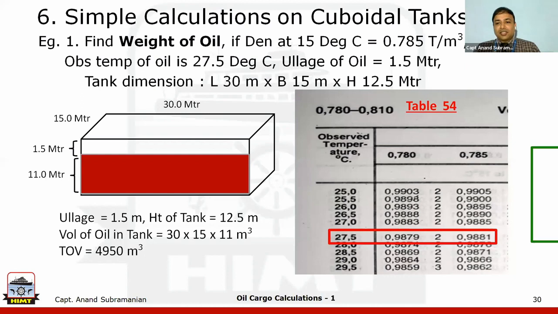Go across. Density is 785. We come to a figure where these two match. What is the figure? 0.9881. That means now we have the volume also, and we have the figure 0.9881 also. We have the density in vacuum. Using the same calculator in just a single step, we can find out the weight in air. Of course, in the examination, it goes step by step. But what I'm saying is that in a single method, we can find out the end result.